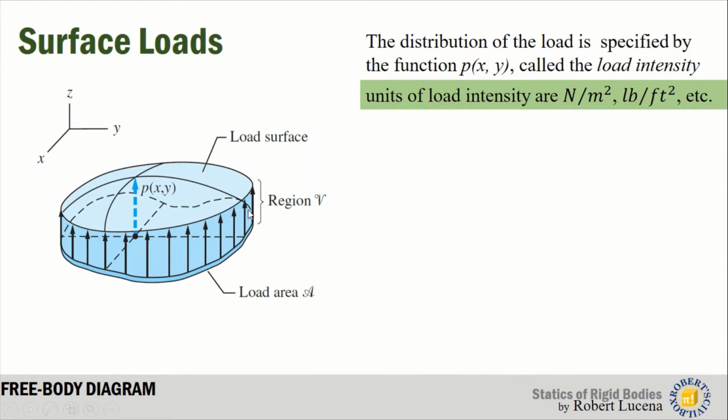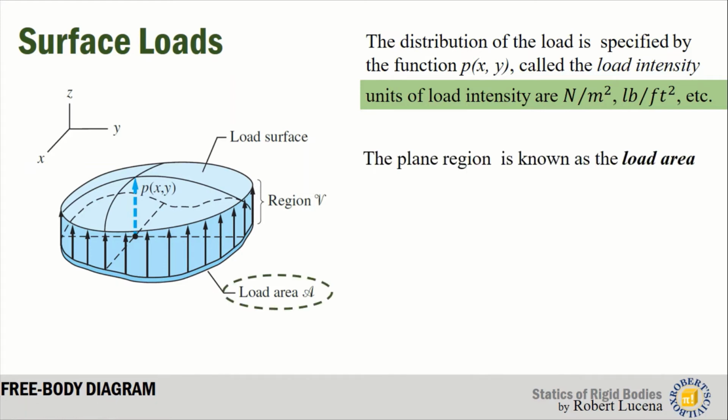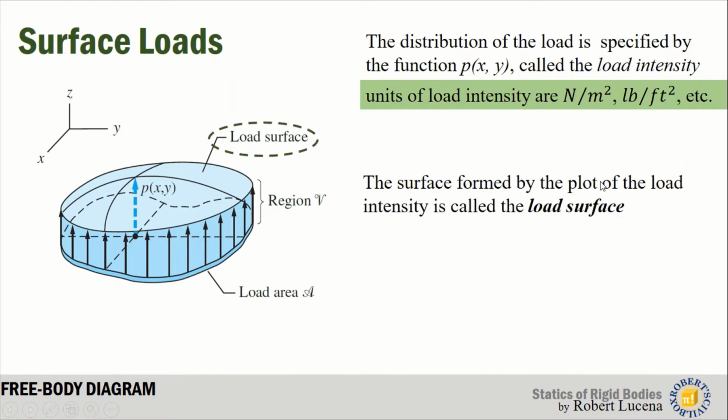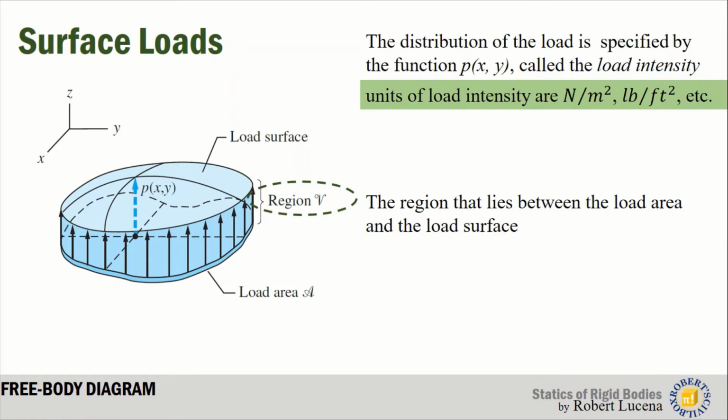Now, this arrow is just a representation of the magnitude of the pressure. The load area is the contact between the pressure and the object. The plane region is known as the load area. And the surface formed by the plot of the load intensity is called the load surface. We will not really be dealing with the load surface. However, it is interpreted that the load surface is the surface generated by the intensity of the load. And that region V that lies between the load area and the load surface is the magnitude of the pressure.